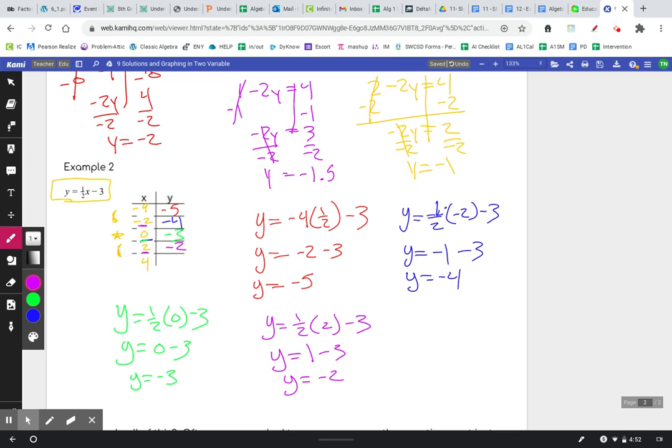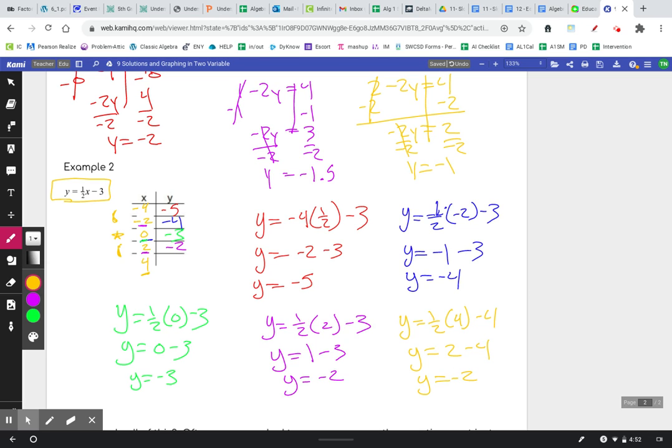And last but not least, we're going to go back to this nice pretty gold here, and we're going to plug in this value of 4 to find our last solution. So I have y equals 1/2 of 4 minus 4. 1/2 of 4 is 2, and 2 minus 4 is -2.